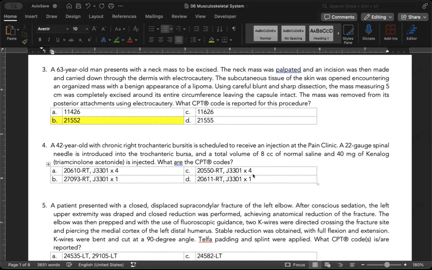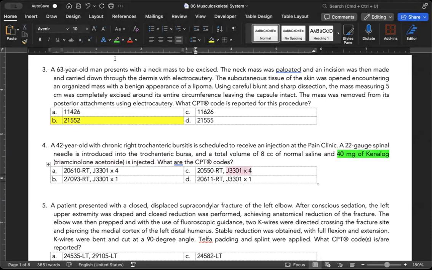However, two of them are with 4 units, and two of them are with 1. So let's go take a look at J3301. We're going to go to our HCPCS code first for this one. How many milligrams is 1 unit of J3301? Yep. So each code is for 10 milligrams, and we had 40 milligrams of that Kenalog. So we're going to use 4 units. So it's either going to be A or C.